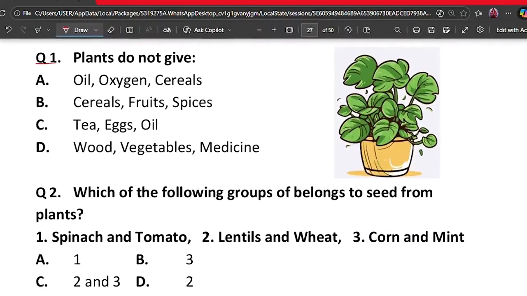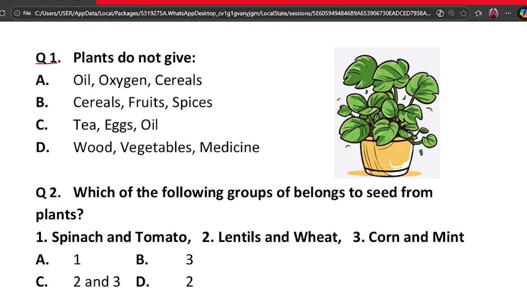Question number 1. Plants do not give: A. Oil, oxygen, cereals. B. Cereals, fruits, spices. C. Tea, eggs and oil. And D. Wood, vegetables and medicines. The correct answer is option C. Why? Because plants give us many useful things such as fruits, vegetables, cereals, oils, wood and even medicines. However, eggs are obtained from animals and not from plants. Since tea and oil come from plants but eggs do not, this group becomes incorrect. Therefore, option C is the correct answer.